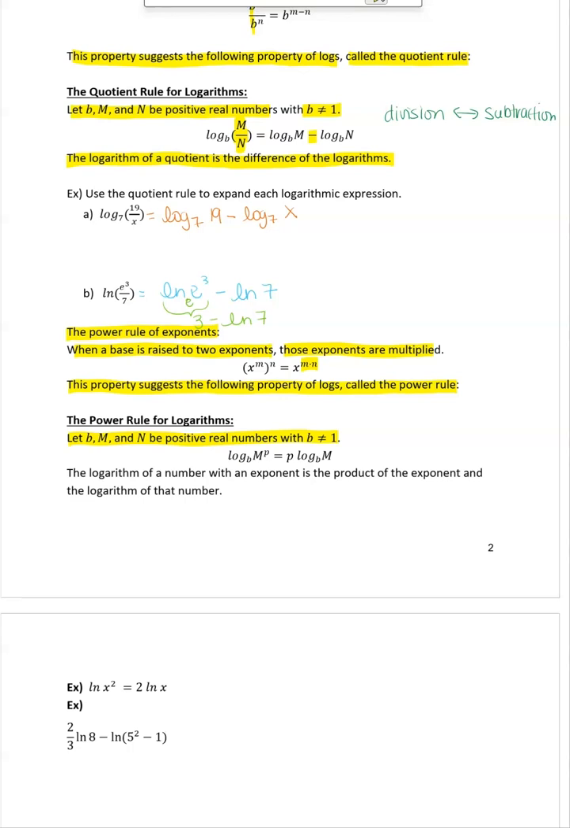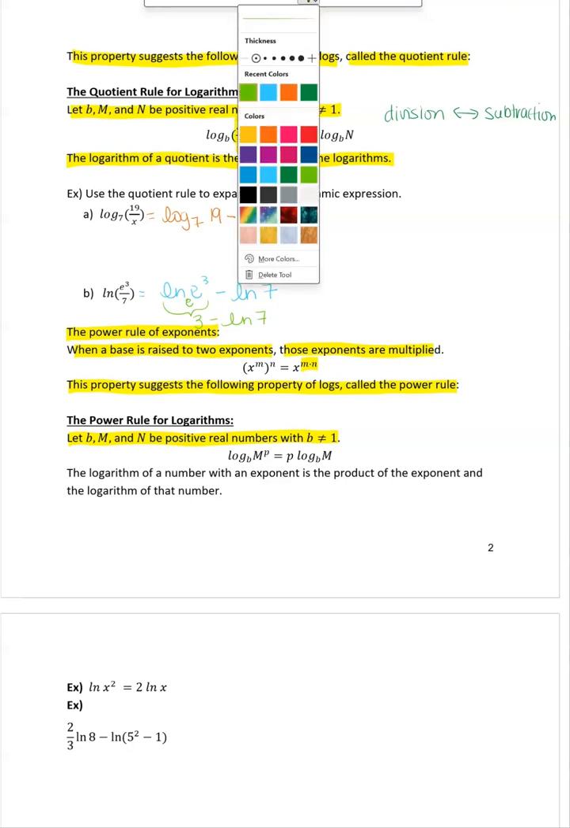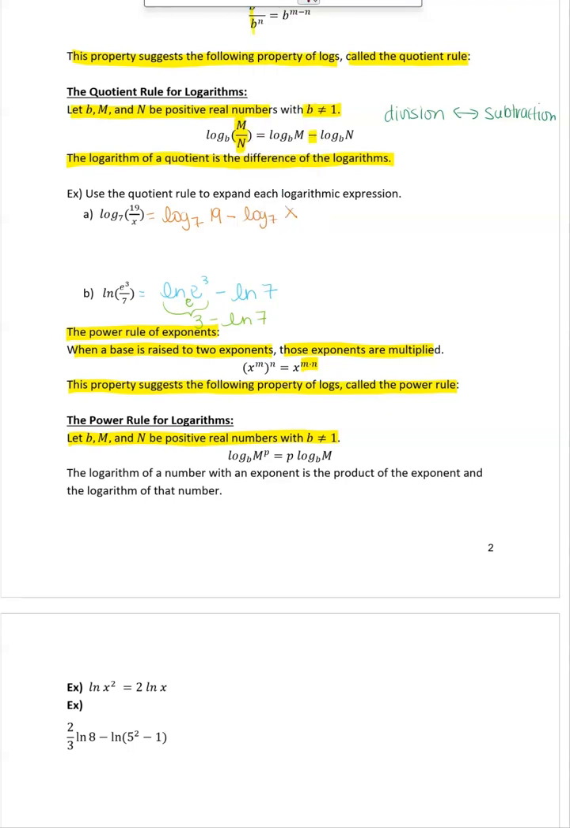So if we have log base b of m raised to the p power, what we do here is, I always think of cowboys and stuff, but anyway, we lasso this p and we bring it to the front, and that's how we get p log base b of m, okay? So the log of a number with an exponent is the product of the exponent and the log of that number. So you just always take that power and bring it to the front. Just lasso it and bring it to the front. Okay? Alright, let's do one.